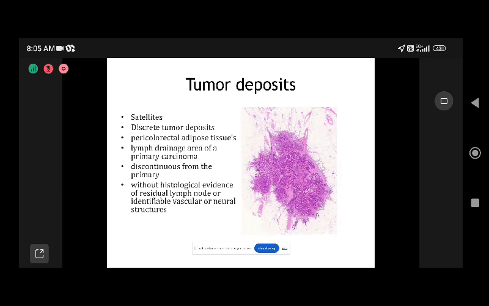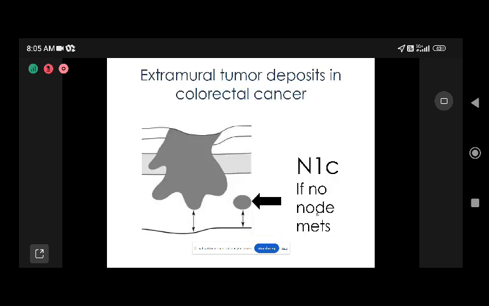And this is counted in the nodal staging. So this is the extramural tumor deposit: the main tumor and a discontinuous tumor deposit. This can also be a source of margin positivity when it is present at the CRM. And if you don't find any lymph nodes which are positive, then this tumor deposit is counted under the lymph nodes, and in the end staging it is N1C.